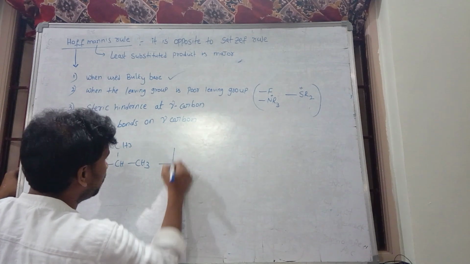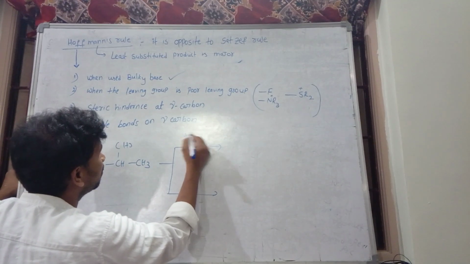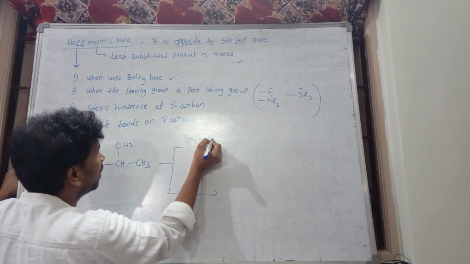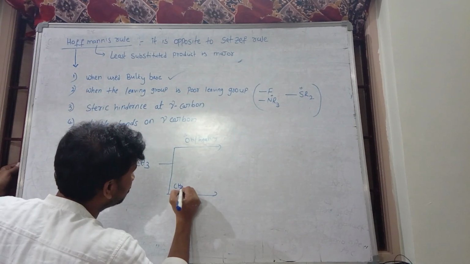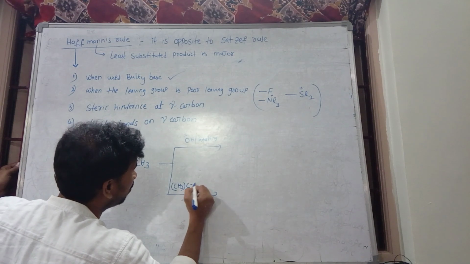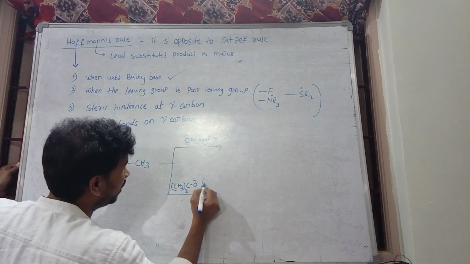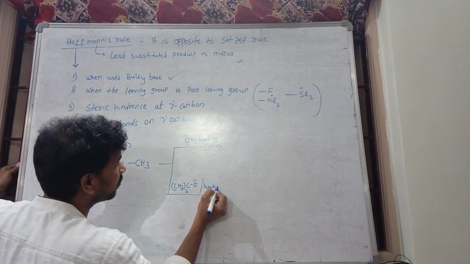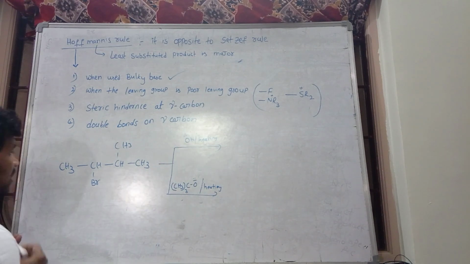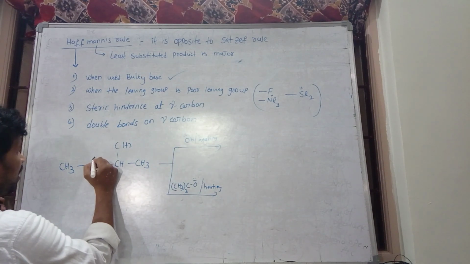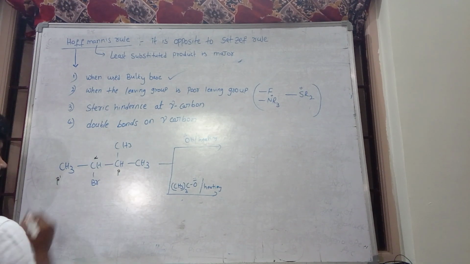In this one, I am taking two types of bases: OH minus with heating, and tertiary butoxide, CH3 three C, CO minus K plus, with heating. Now OH minus is a non-bulky base. Here two beta carbons are there. See, this is a bromine, this is the alpha carbon, this is a beta, and this is also beta.